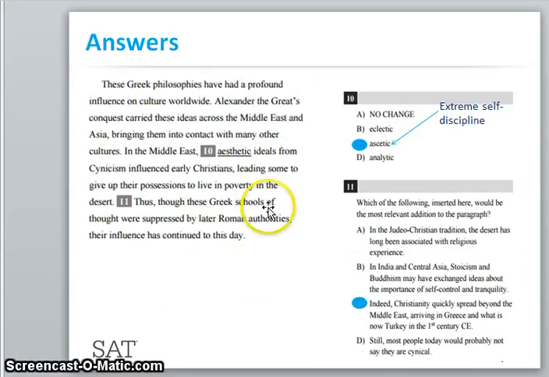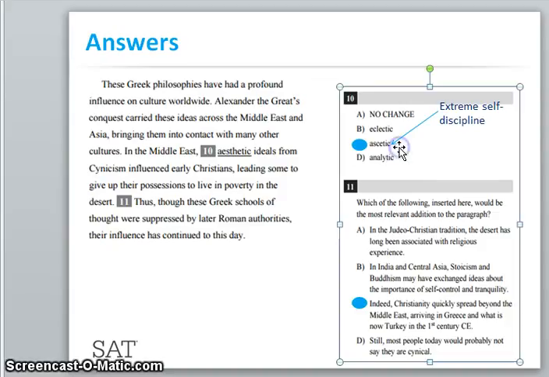And then question 10, the answer is C. If you change aesthetic, which means visually pleasing, to ascetic, meaning extreme self-discipline, this word fits better. And then 11 is actually asking you where you could place a specific item. So which of the following inserted here would be the most relevant? Technically it's asking you which one of these most closely correlates with what's being said in this paragraph.